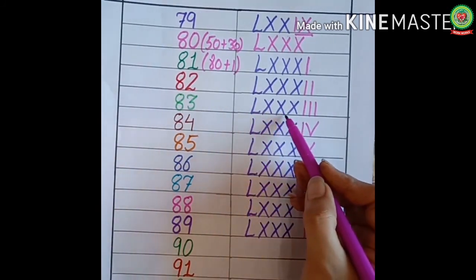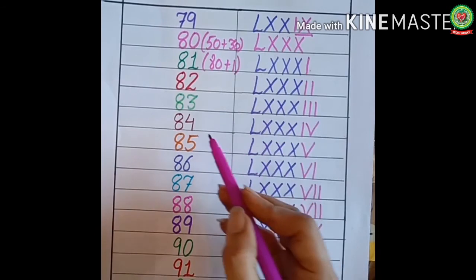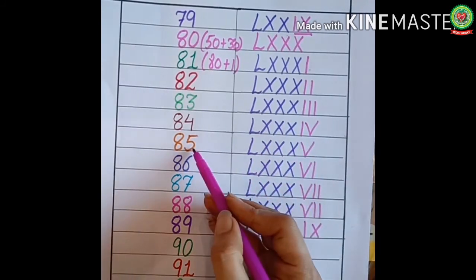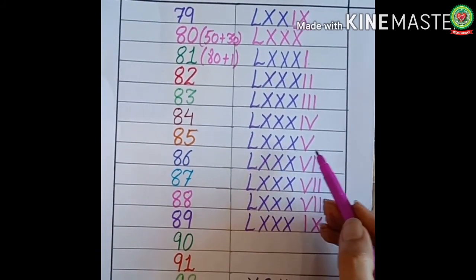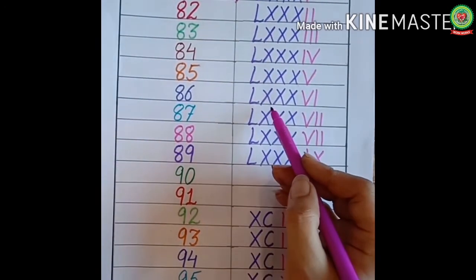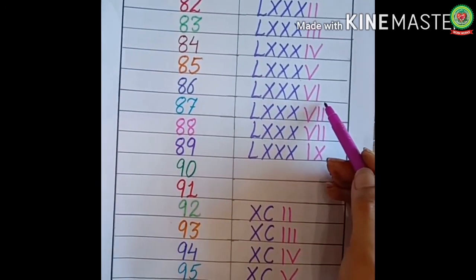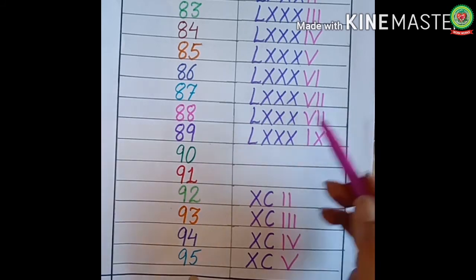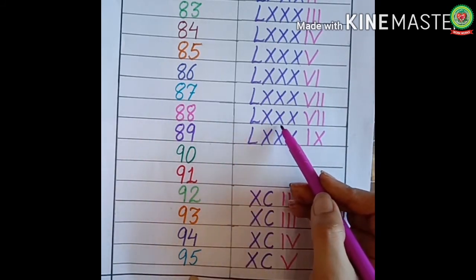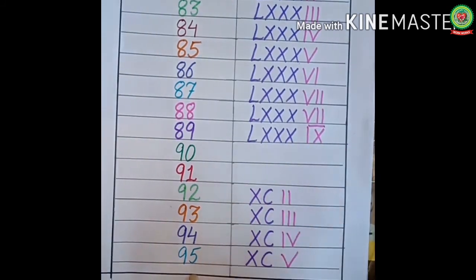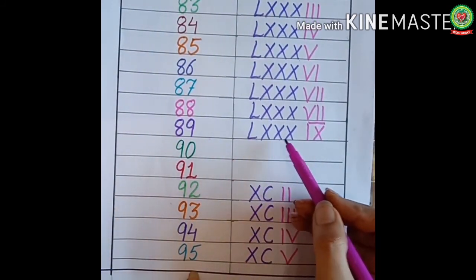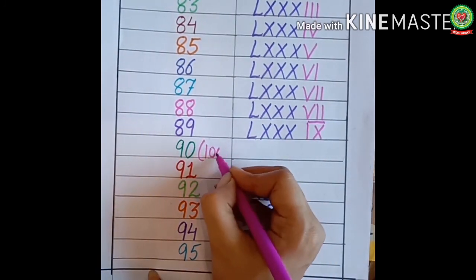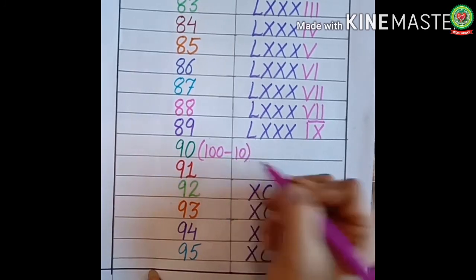83 LXXXIII. 84 LXXXIV. 85 LXXXV. 86 LXXXVI. 87 LXXXVII. 88 LXXXVIII. 89 LXXXIX. 90, by using the rule of subtraction, 100 minus 10.